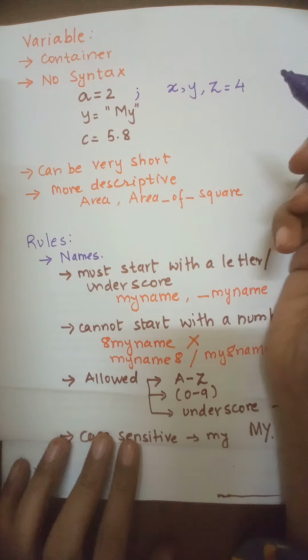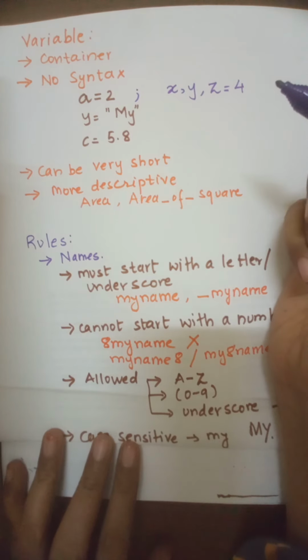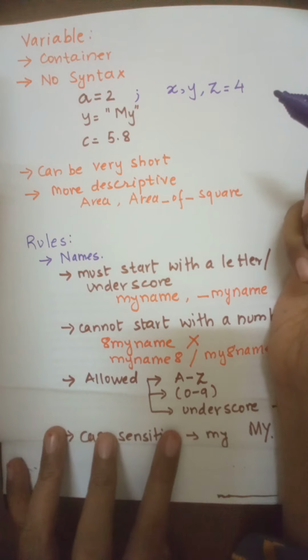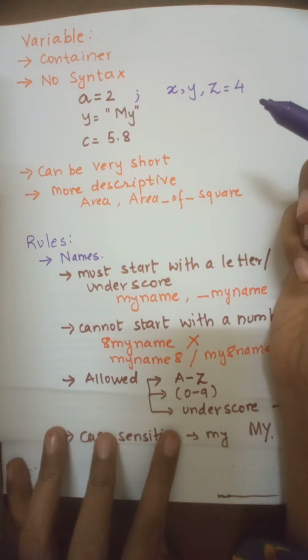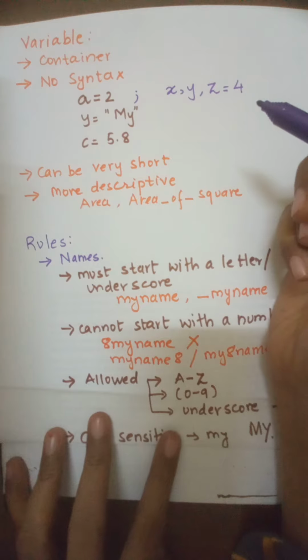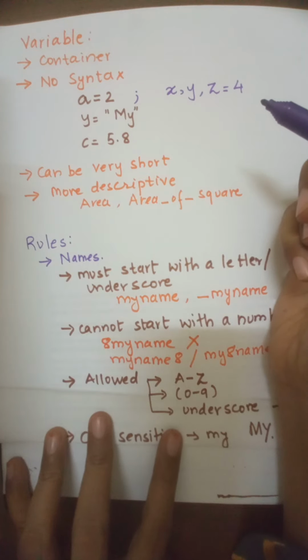Hello everyone. Today we are going to discuss variables present in the Python programming language. First of all, what is a variable? A variable is a container which will contain or store a value.